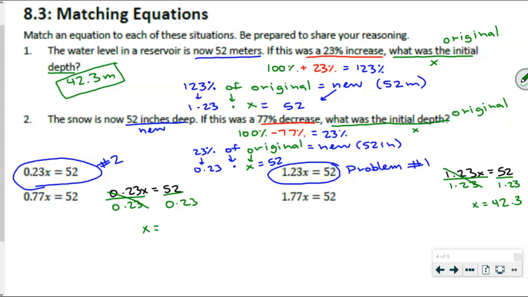Riley? 11.96. X is equal to 11.96. 11.96 what? Inches this time. So what was the snow depth originally? Ooh. I think you need to double check actually. Did you do multiply, Riley? Let's make sure we type that in the right way. What did you get, Alexis?